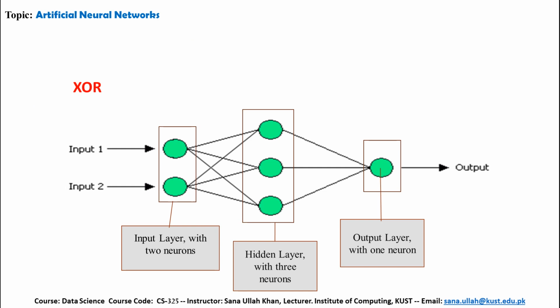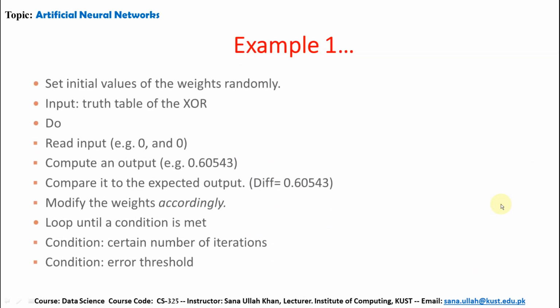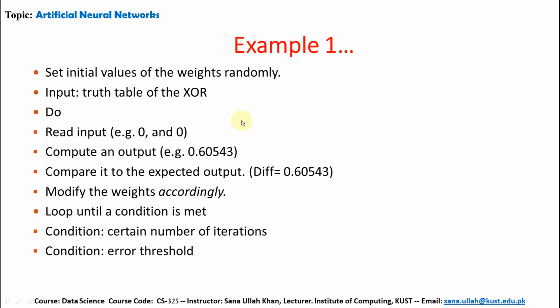So this is the exclusive OR example. These are the inputs, an input layer with 2 neurons. This is the hidden layer with 3 neurons. This is the output layer with 1 neuron. So set the initial values of the weights randomly, like 1 or 0.5 or 2 and 1. Input the truth table of the exclusive OR: when 2 ones are combined, the result will be 1.